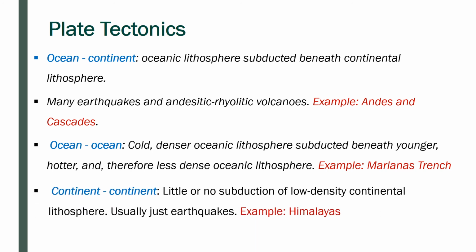The last type here is continent-continent. There is little or no subduction of low-density continental lithosphere. They have low density. And usually you only find earthquakes in this area. And a good example of mountains that represent continent-continent plate boundaries are the Himalayas mountains.